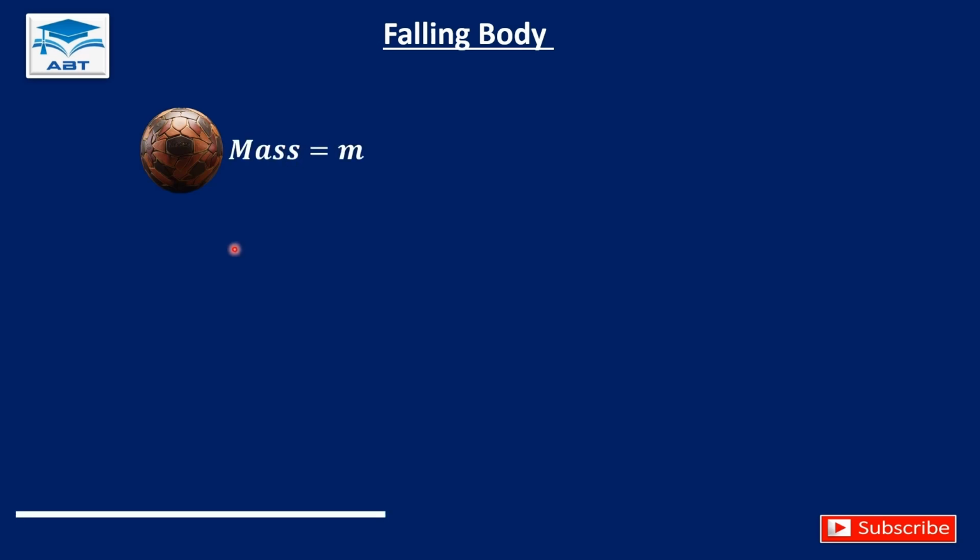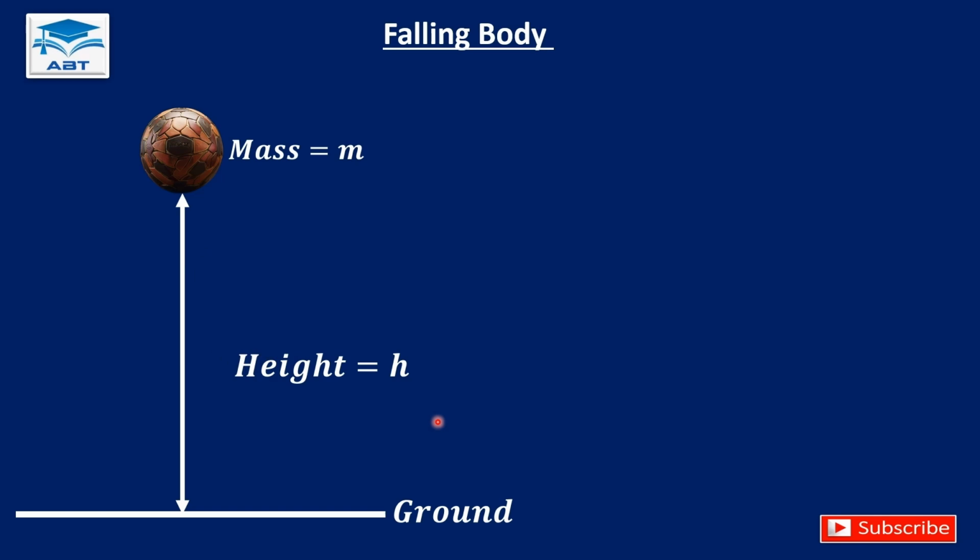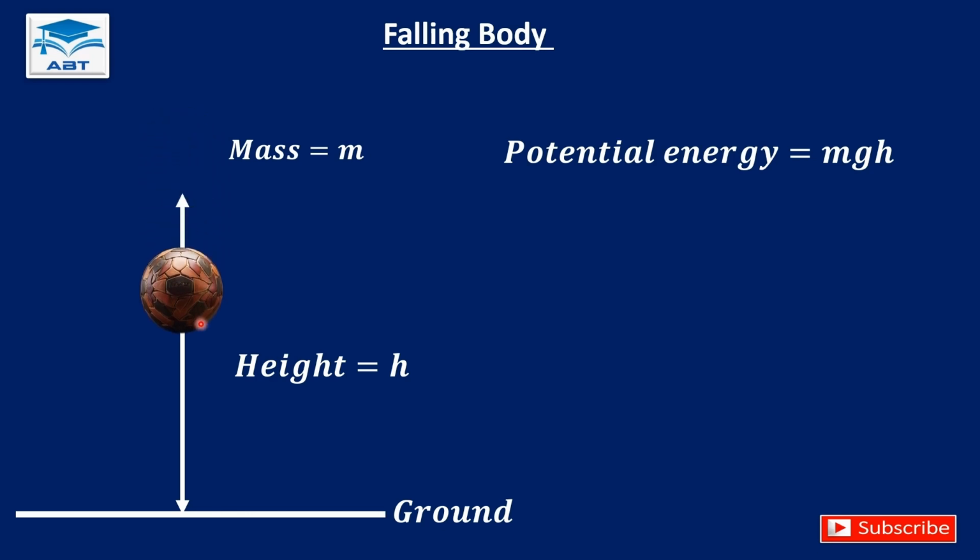Our next subtopic is falling body. Consider a body of mass m held at a height h above the ground. The potential energy of the body is given by the mass of the body times the acceleration due to gravity, g, times the height of the body above the ground. As the body falls, the height of the body decreases, and so the potential energy of the body also decreases, since the height h is directly proportional to the potential energy of the body.